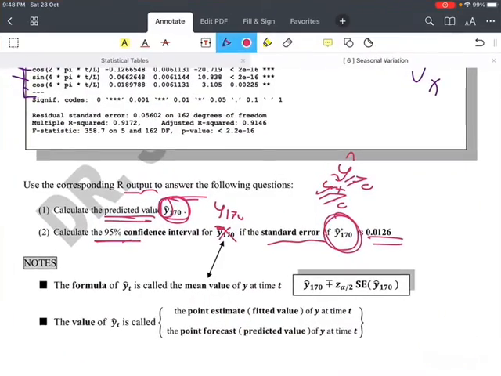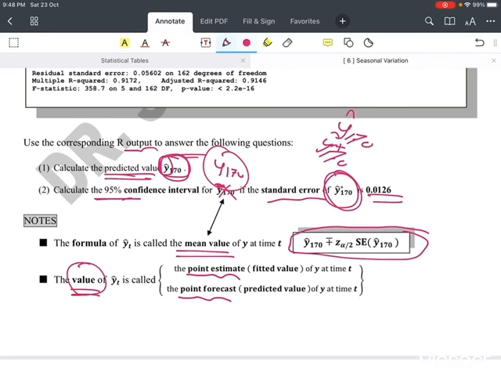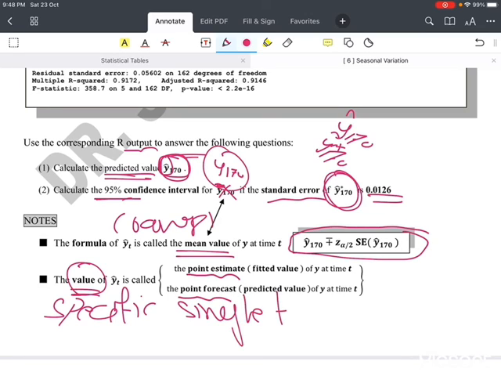You have a note here, you can read it. You will see that this y is a mean value, and this is the formula for it. You have point estimate and point forecast, and these are just values. So here you have a range, and here you have just a specific value, a single time point.